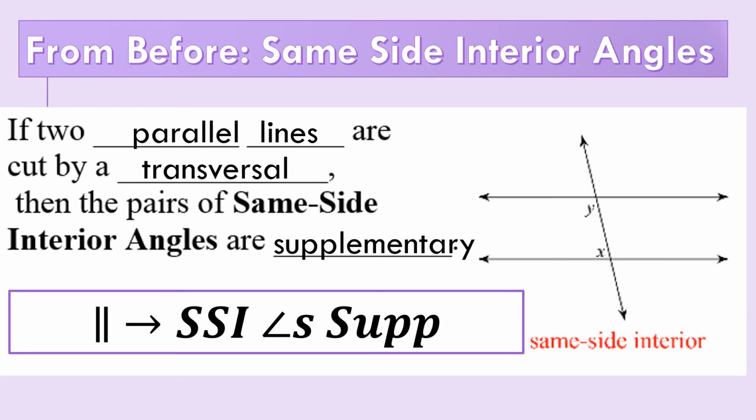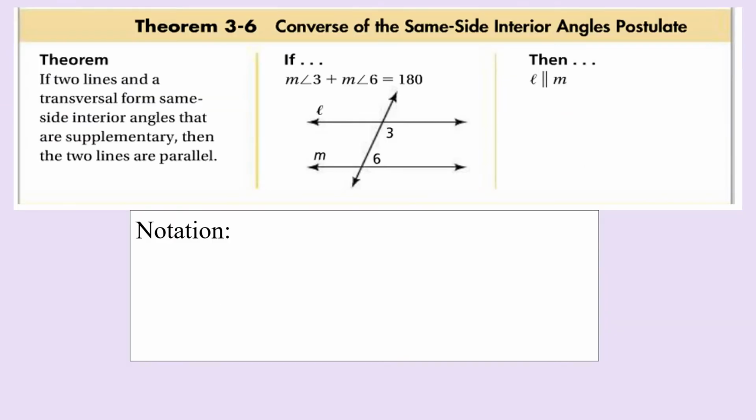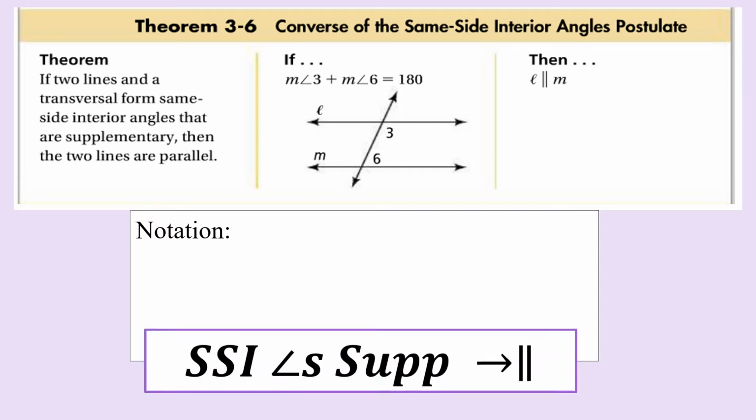Okay, so same side interior angles are always supplementary when you have two parallel lines. So the converse would be that if you have two lines and a transversal that form same side interior angles that are supplementary, so angle 3 and angle 6 add up to 180, then those lines are parallel.